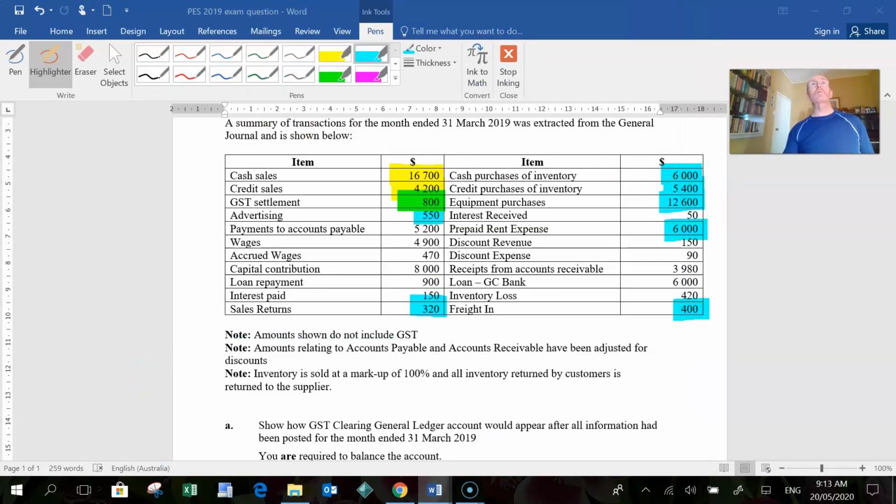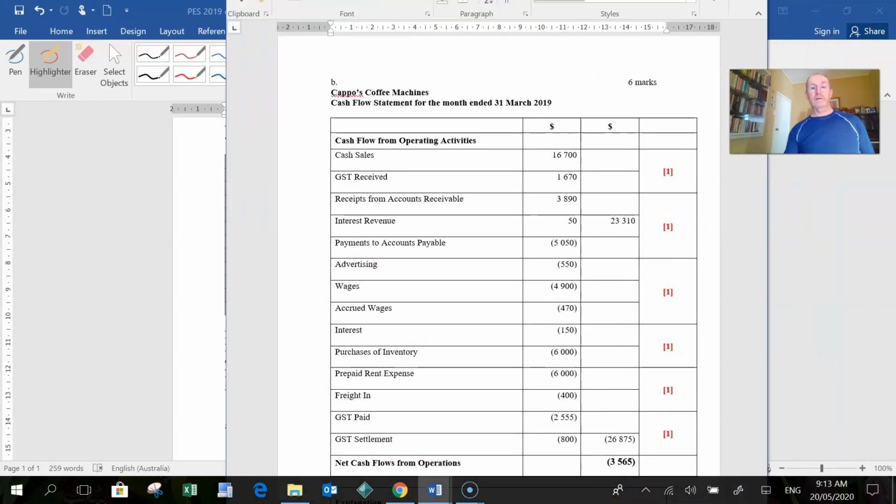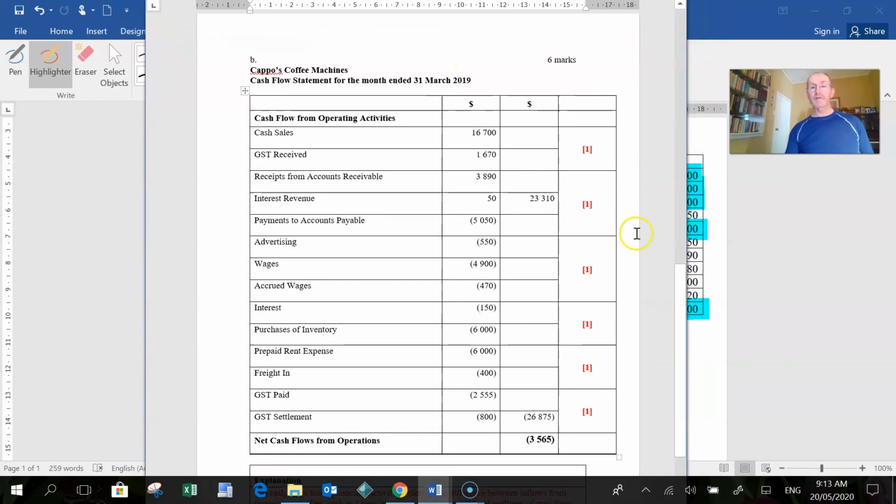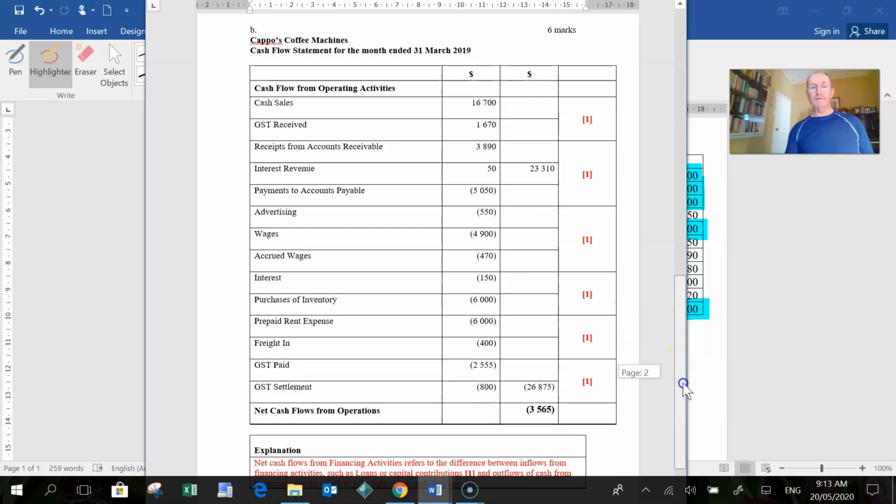Okay, so the next part was to do the statement of cash flows. All right, so that's just taking all that information there from the transactions for the month. So cash sales plus your 10% GST, receipts from accounts receivable, and interest revenue. So you take the figures straight off the question, and then you do your outflows. So what we're making sure is we don't include drawings, loans, capital, or purchases of non-current assets. Everything else is going to go in operating. And the outflows are always shown in brackets.